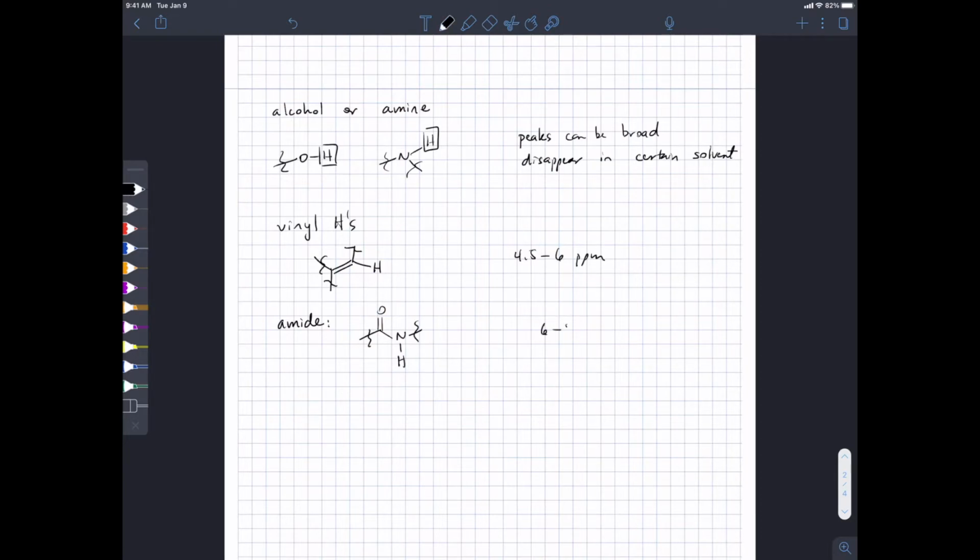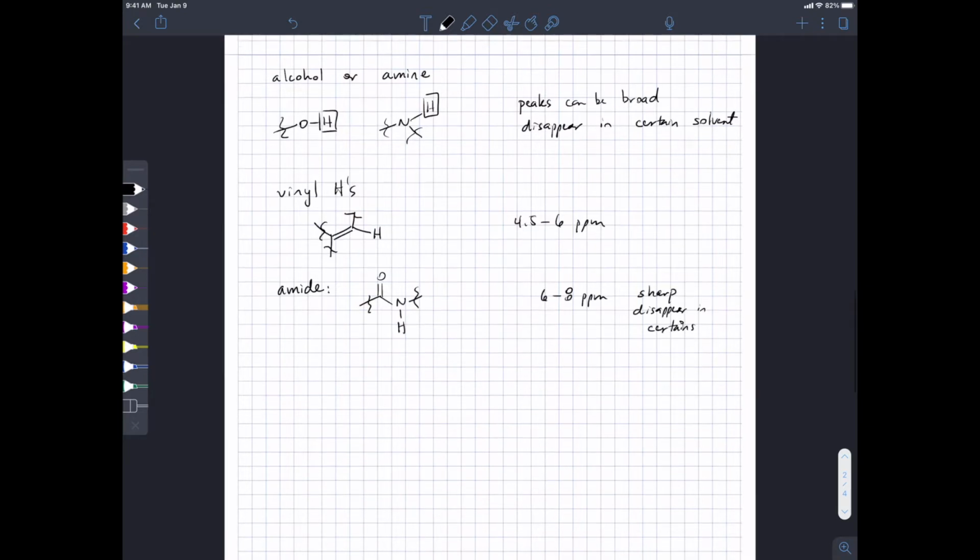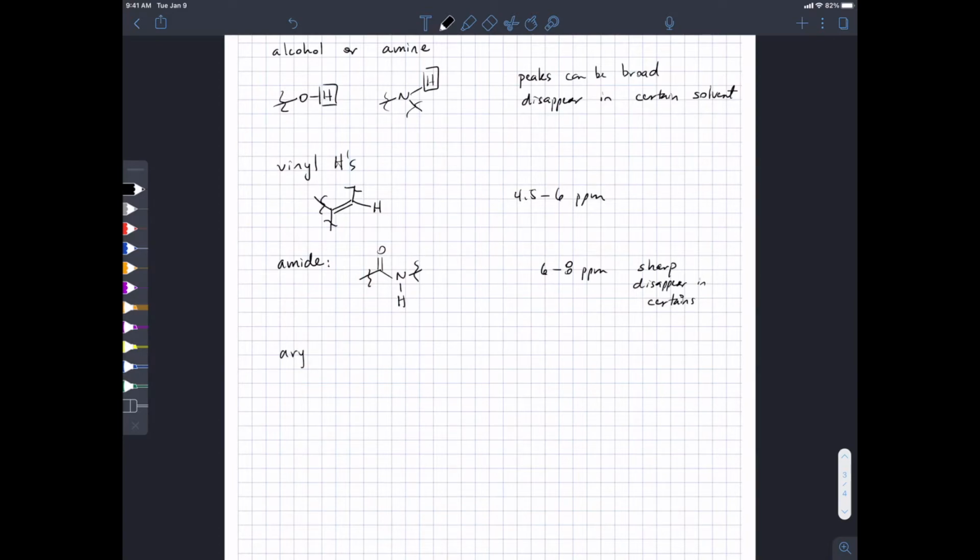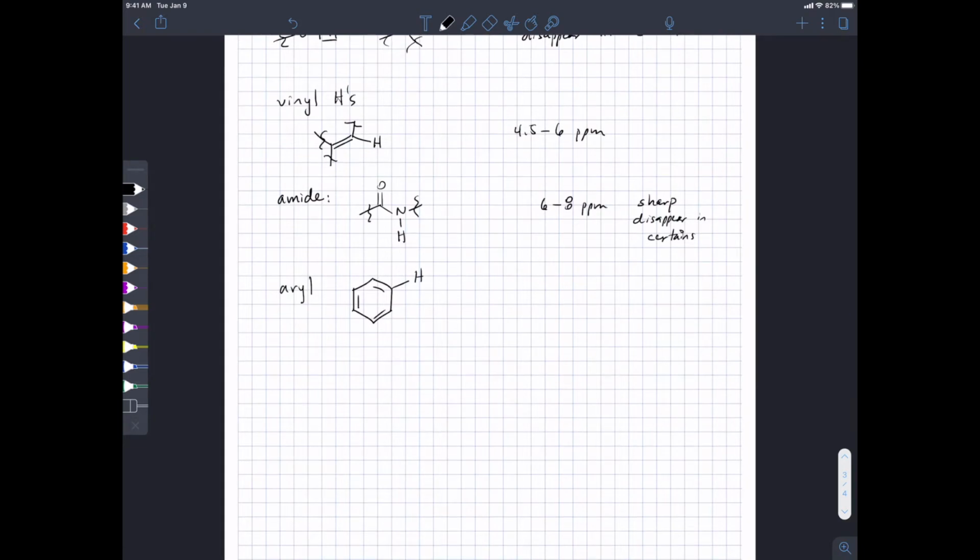This shows up in the 6 to 8 region of the spectrum, and the peaks tend to be sharp but they can also disappear in certain solvents. And some chemists use that as a way of assessing how strong certain hydrogen bonds are in biomolecules. Benzene ring protons, we'll call those aryl protons because they are arenes, they are aromatic, conjugated alkenes, show up in the 7 to 8 area of the spectrum for reasons that we talked about.